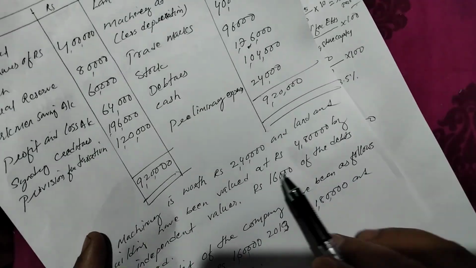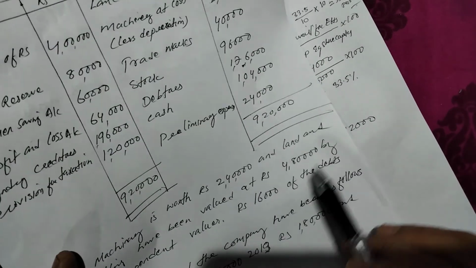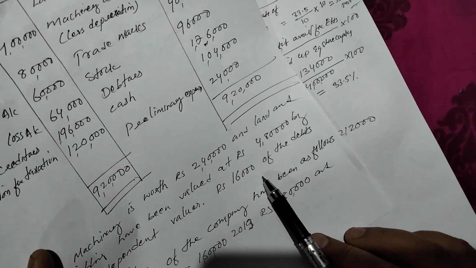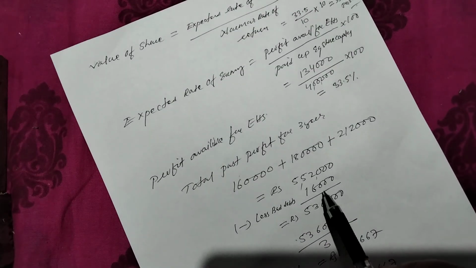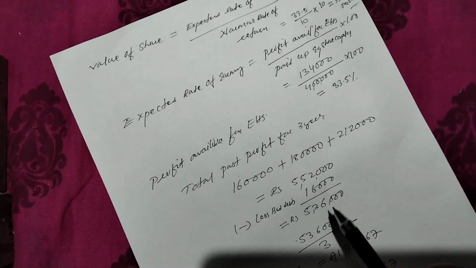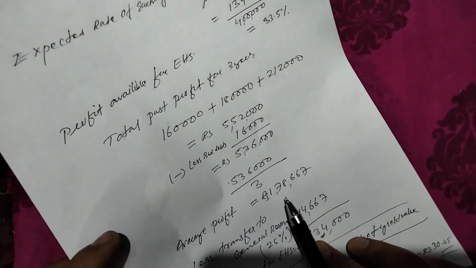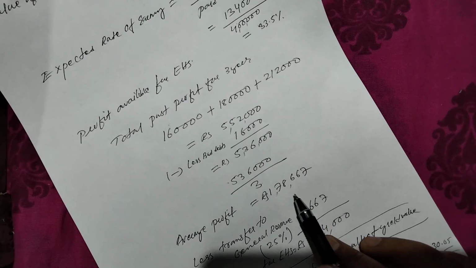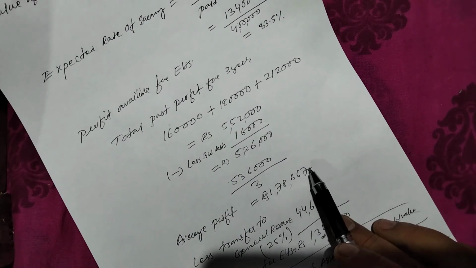Now we have got one bad debt of 16,000, that you need to deduct before bringing the average. So less bad debt 16,000, it comes to 55,36,000. After this you need to divide by the number of years, that is 3. So it comes to average profit, that is 1,78,667. This is the average profit.